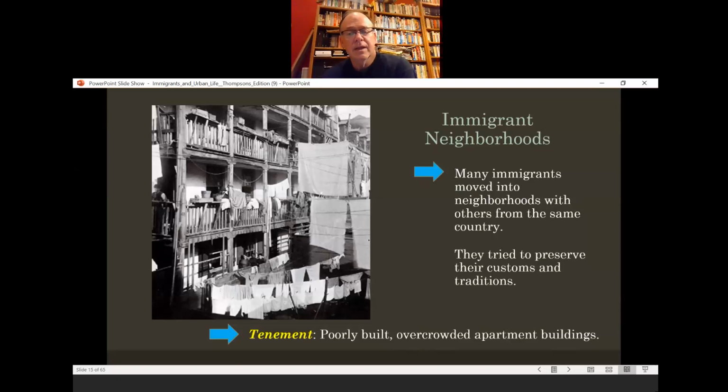Now what did they do? Well, most of them, and let's just say you're Italian and you don't speak English. Where in the world are you going to go? Well, they sought out neighborhoods where there were already Italian people. And that makes sense because they could speak with those people, and those people could help them out and help be translators and help them get settled. So most immigrants did move into the neighborhoods where there were others from that same country. It just made sense for them, and it also helped them preserve their customs and traditions.